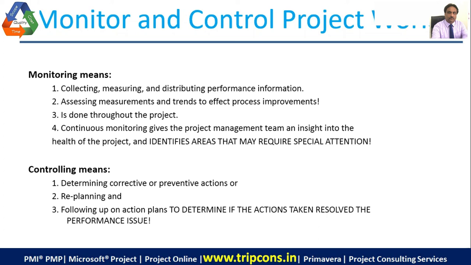And controlling means determining corrective or preventive actions. First of all, you will correct something if you find something wrong. Then you would think, can this mistake repeat again? Can this problem repeat again? If yes, let's fix it. That is a preventive action. And you might need to even replan something if you find that something is out of the plan.